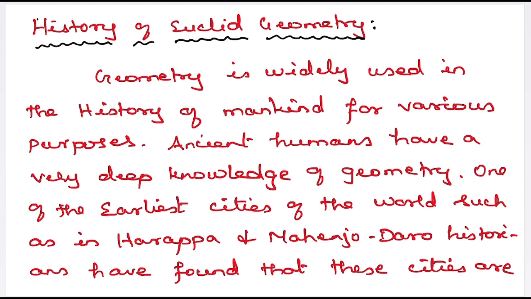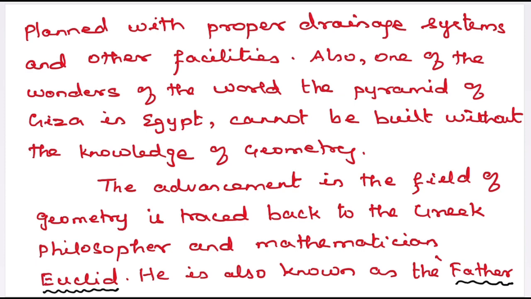Now, history of Euclid geometry. Geometry is widely used in the history of mankind for various purposes. Ancient humans had a very deep knowledge of geometry. One of the earliest cities of the world, such as Harappa and Mohenjo-daro, historians have found that these cities were planned with proper drainage systems and other facilities. Also, one of the wonders of the world, the Pyramid of Giza in Egypt, could not have been built without the knowledge of geometry.